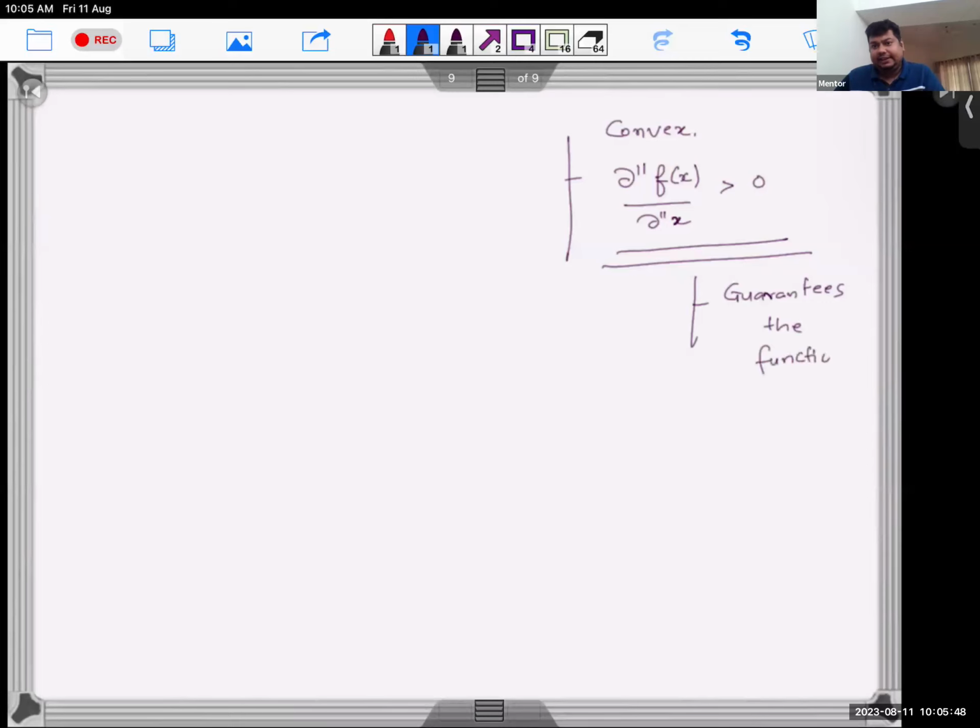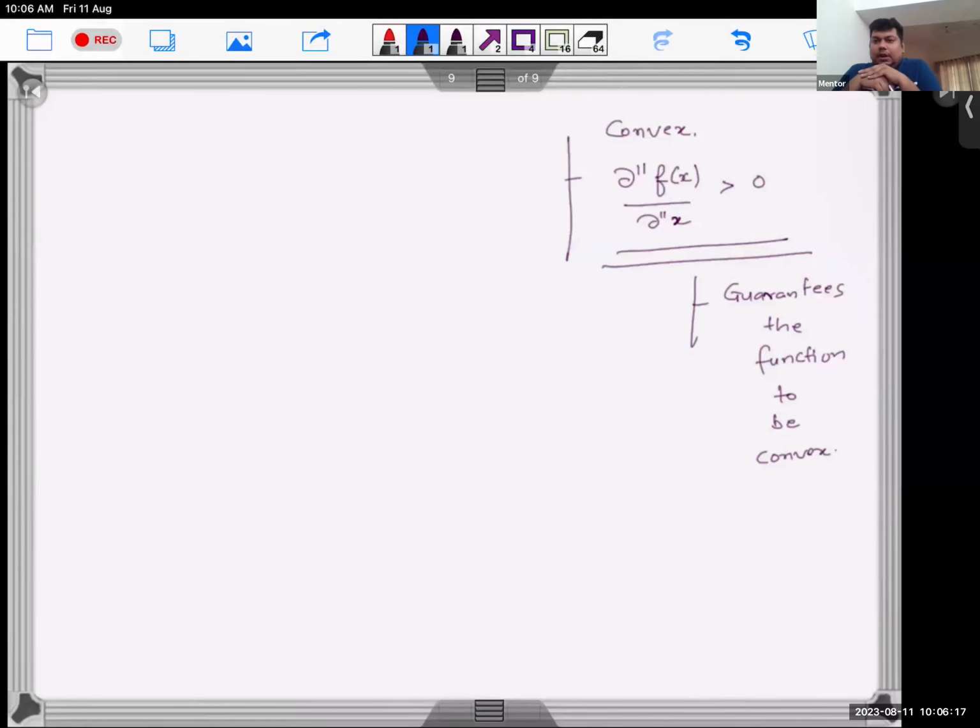For any value of x, if the double derivative is always greater than 0, it guarantees the function to be convex. This is just a check, if you are doing this quickly. Now do it for x square. What is the double derivative? 2, and 2 is greater than 0, so you can directly say this is convex.